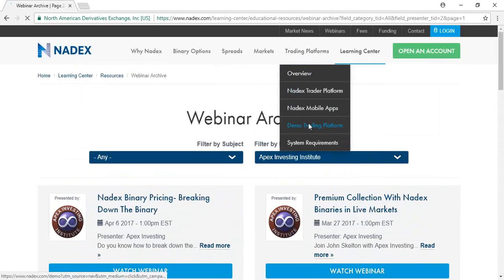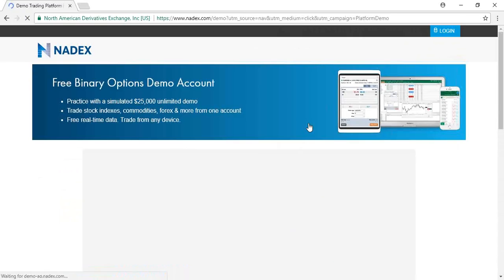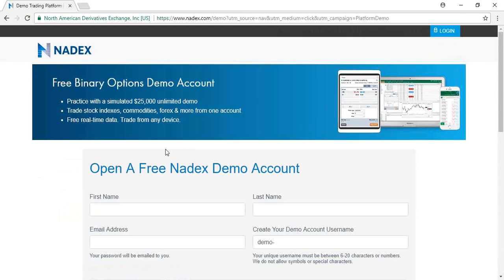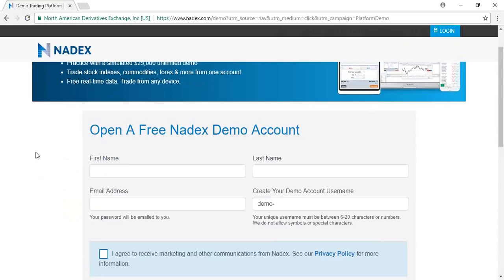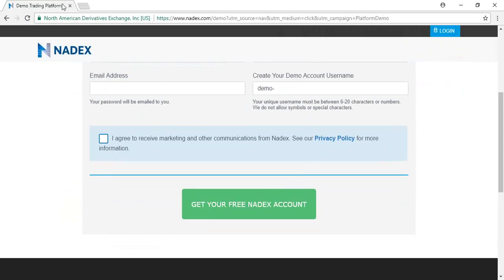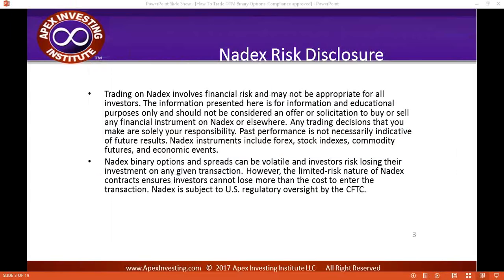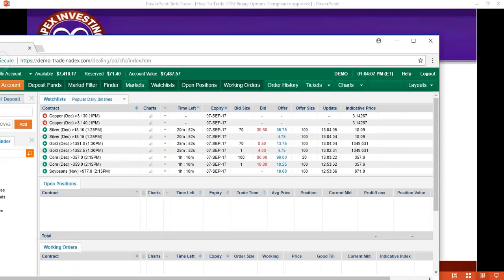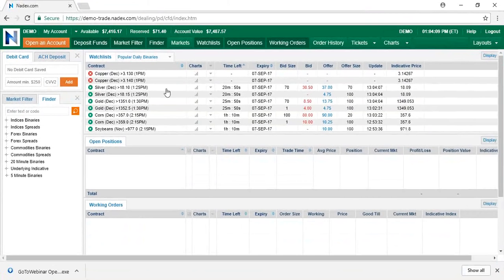You go right here to Demo Trading Platform, okay? And you can go through here and get signed up for a free demo account. Nadex will give you a $25,000 demo account. Just enter some quick information, hit get free demo account. In just a few moments, you'll get an email with a username and a temporary password, and you'll be able to log right into a demo account.